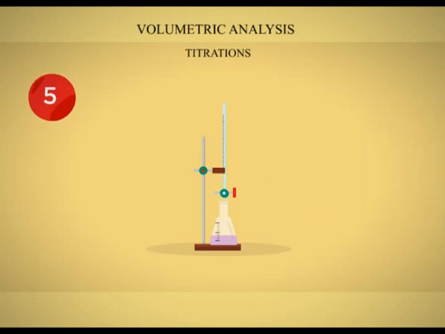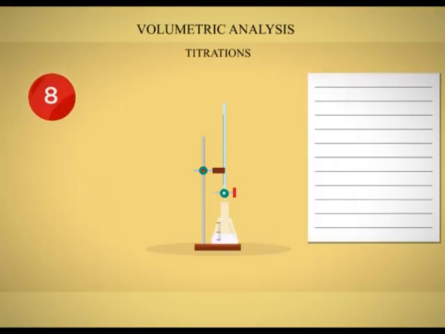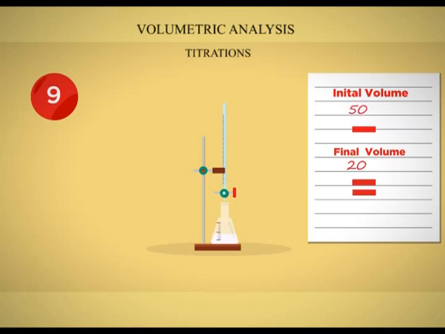Slowly add the solution from the burette to the unknown solution in the conical flask as you swirl the flask to mix the solutions. Stop adding when the reaction is complete. This is the endpoint. The endpoint is marked by a change in color of the solution because of the indicator you added. Record the final reading on the burette, and then subtract the initial reading from the final reading to get the volume of the known solution that has reacted. This volume is called the titer.